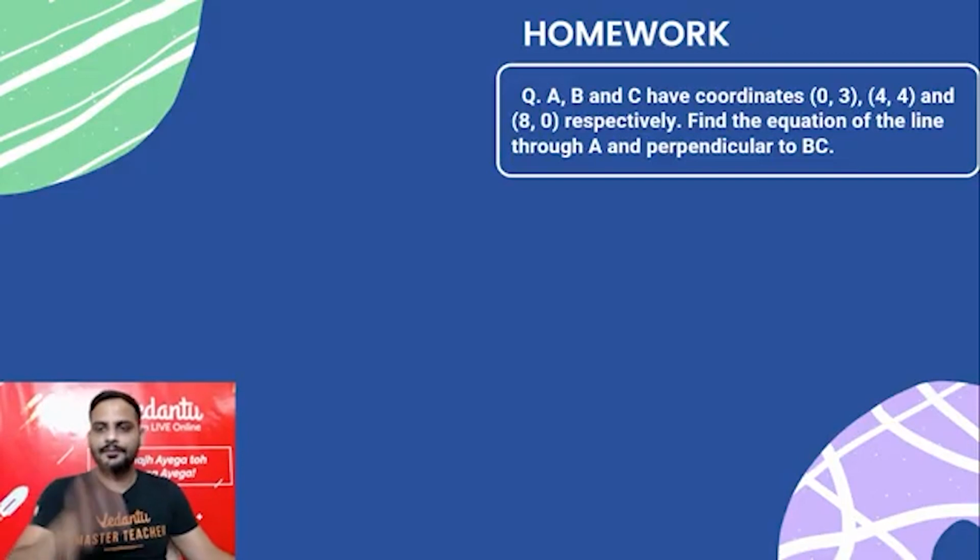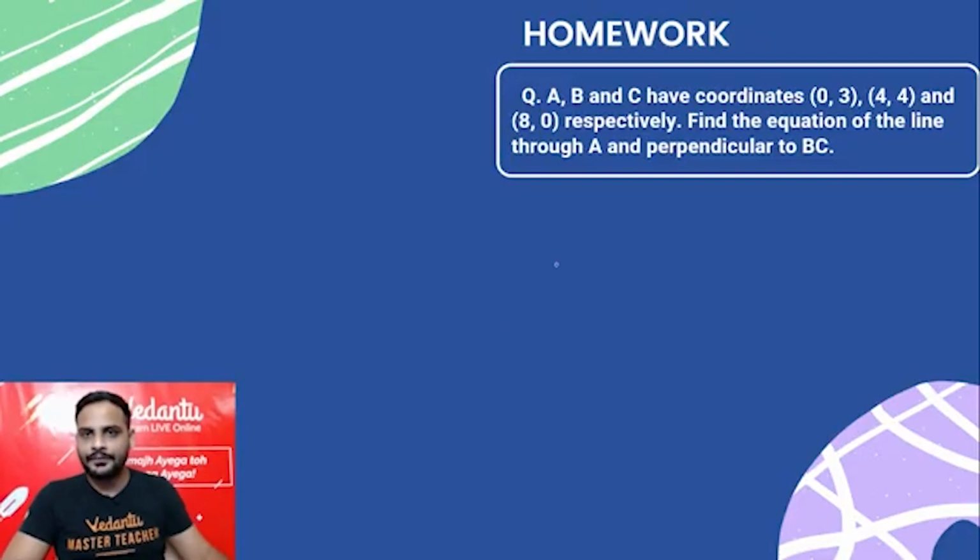Clear? Alright. So these are the important questions coming from this chapter. Don't forget to give me the answer for this homework question. ठीक है? I'm giving you this homework question. Very good question. Important question. A, B and C have coordinates this, and this respectively. These are the coordinates of A, B and C. Find the equation of the line passing through A and perpendicular to BC.